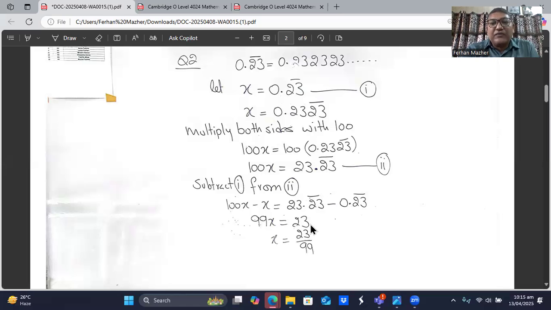So when you subtract them, you get 23. 100x minus x, that's 99x, and that will be equal to 23. So x will be equal to 23 divided by 99. So you see, we have converted that non-terminating recurring decimal fraction into a simple fraction. On your calculator, you can write 23 divided by 99, and you will get 0.2323232323. This is how you can check if your answer is right.